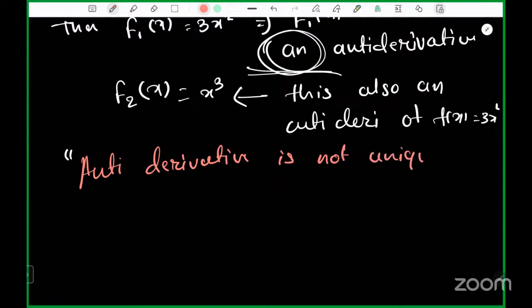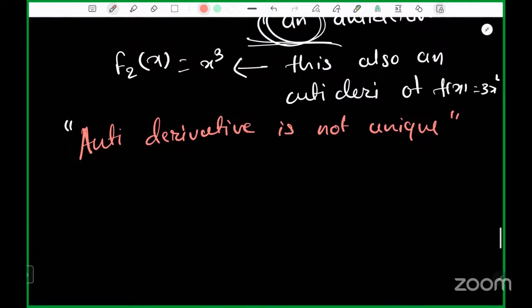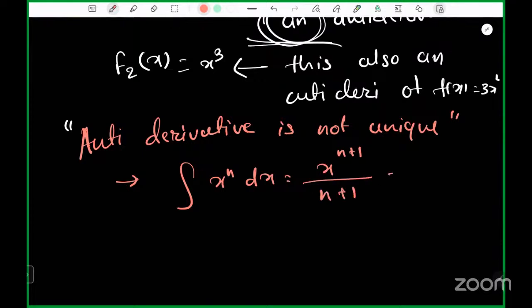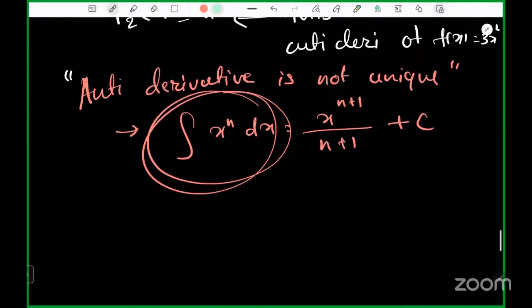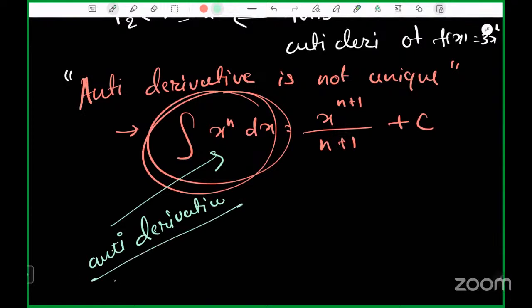For simple functions like x cube, it's very easy to find the antiderivative, but it will be more difficult for a complex function. That's why we have formulas: the integration of x to the power n dx is x to the power n plus 1 upon n plus 1 plus c. So to find the antiderivative, you have to use the integration formula. This is known as the antiderivative, and this is the notation for it. We use the integration sign to denote antiderivative, and this antiderivative is also known as indefinite integration.